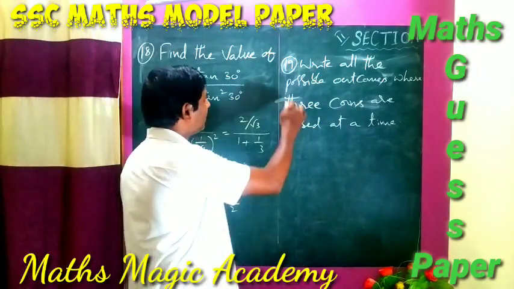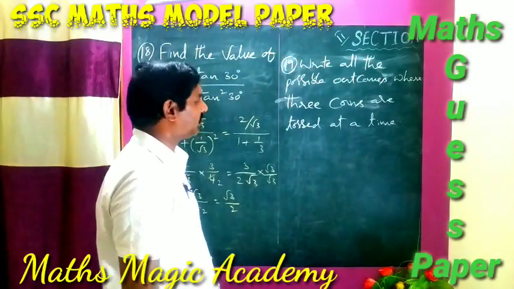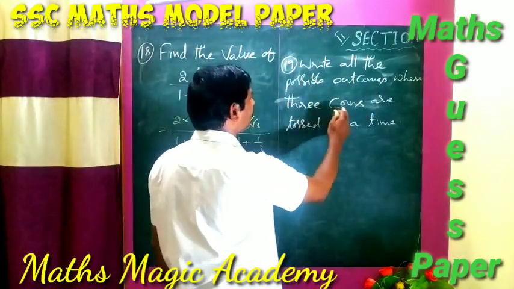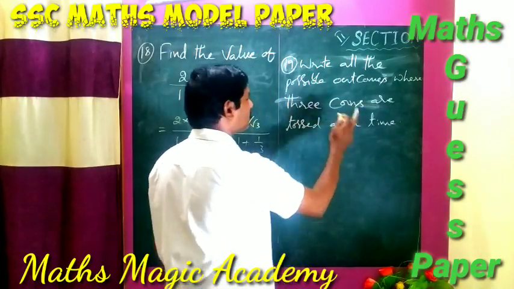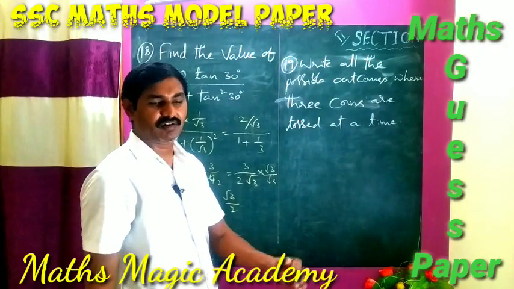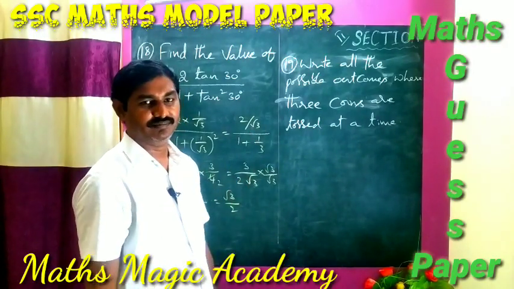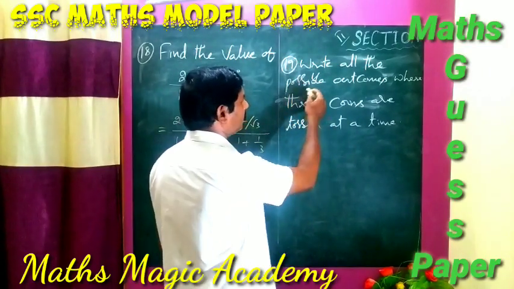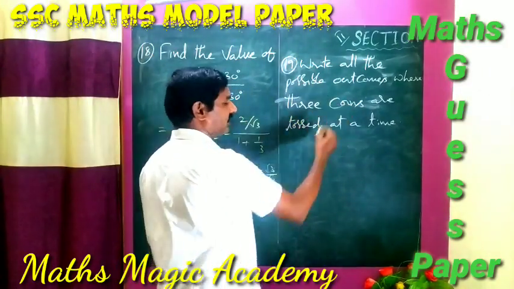And coming to question number 19. What is question number 19? Write all the possible outcomes where 3 coins are tossed at a time. So they are giving 3 coins. If you toss 3 coins at a time, what will it give? They are asking for the total possible outcomes. 3 coins will be there.